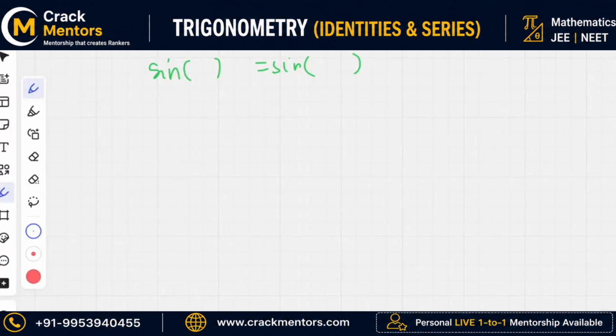Okay, so simplification sometimes you might need to do. For example, a sine x plus b cos x, you know how to do that, right? Convert this into auxiliary angle, right?